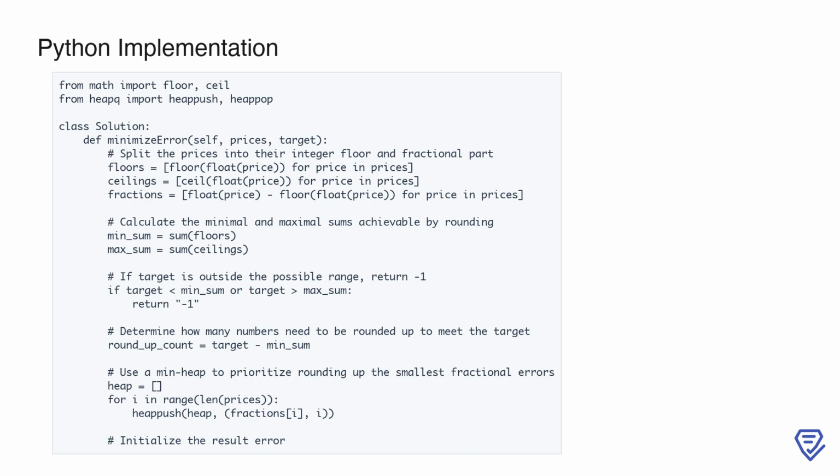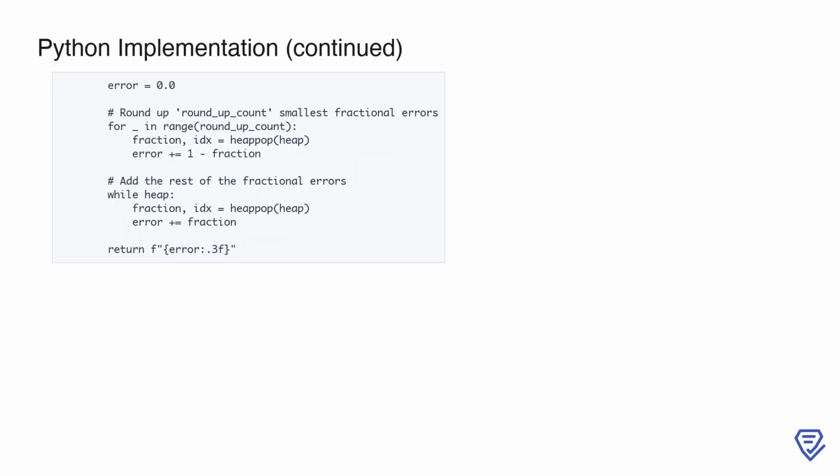To minimize the rounding error, we use a min heap to prioritize rounding up the smallest fractional differences, which we build by pushing each fractional value, along with its index, into the heap. We then initialize the total rounding error to 0. To minimize this error, we begin by rounding up the round_up_count smallest fractional values, which we retrieve from the heap using heap pop. For each of these values, the error incurred when rounding up is one minus the fraction, so we add this to the total error.